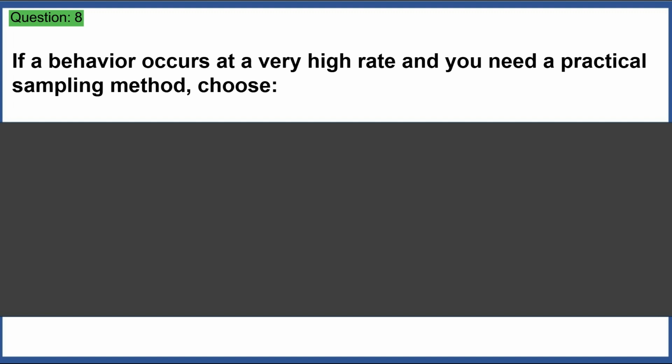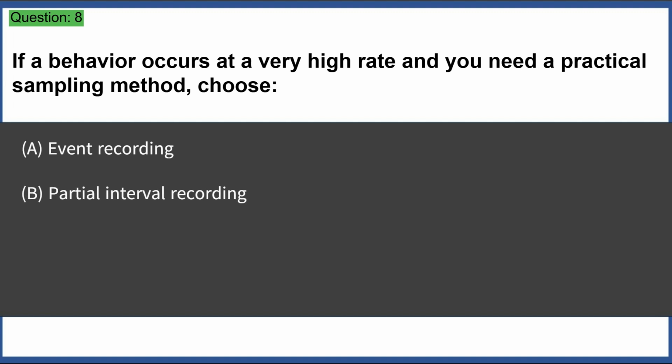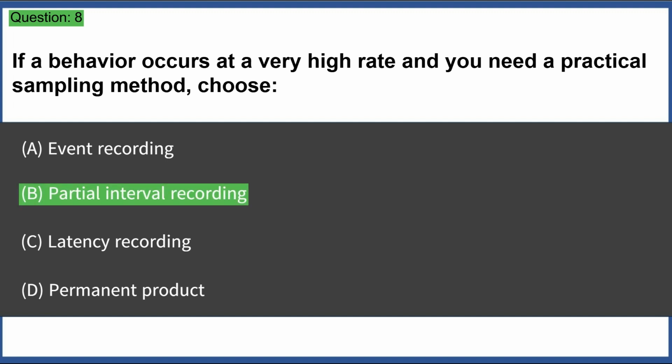If a behavior occurs at a very high rate and you need a practical sampling method, choose A. Event recording. B. Partial interval recording. C. Latency recording. D. Permanent product. Answer, B. Partial interval is feasible for high-rate behaviors.